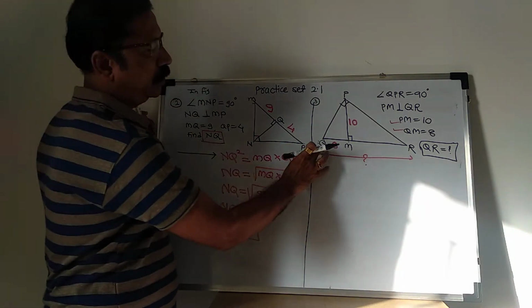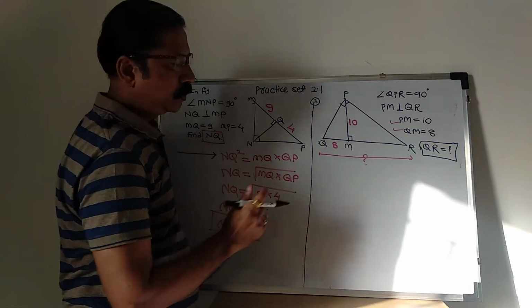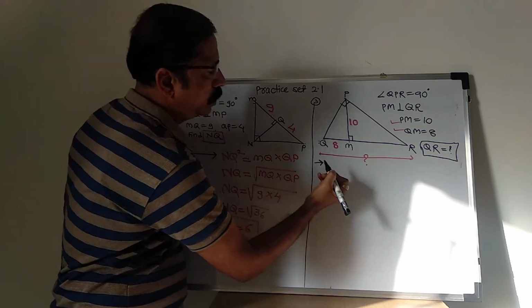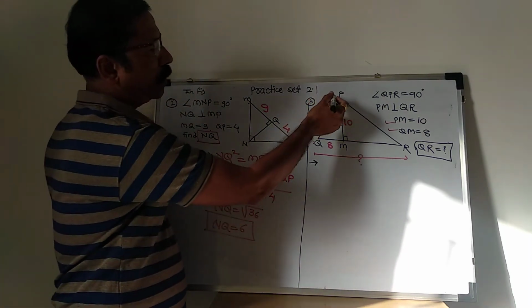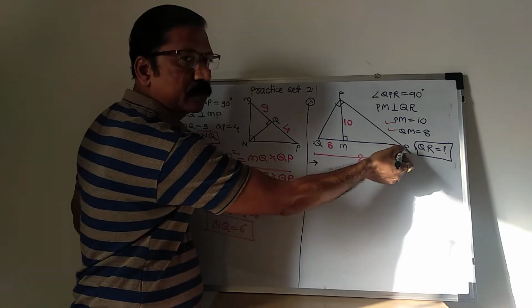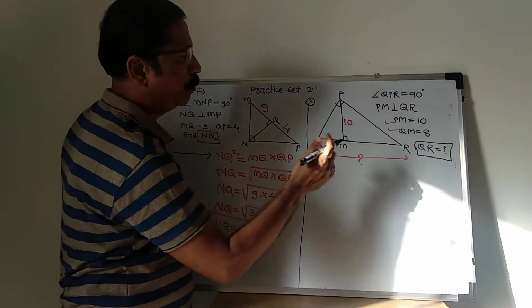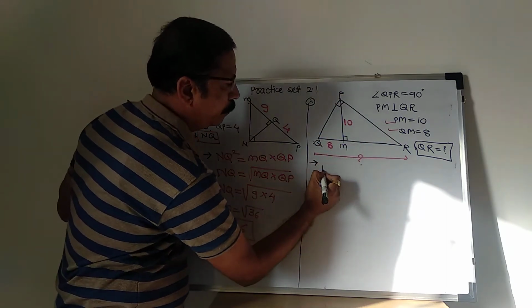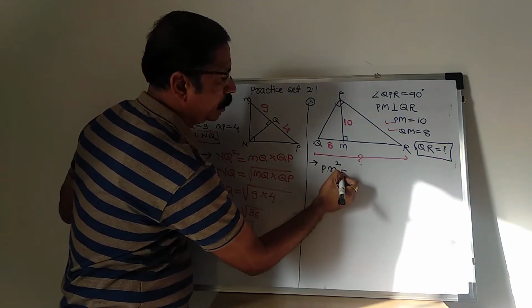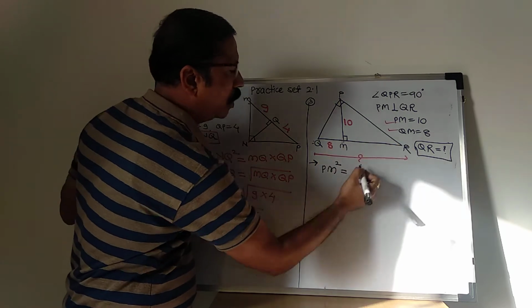So how can we find the length of segment QR? First, decide the formula. Again here a perpendicular is drawn on the hypotenuse in a right angle triangle. Means we have to use the property of geometric mean. PM square is equal to QM into MR.